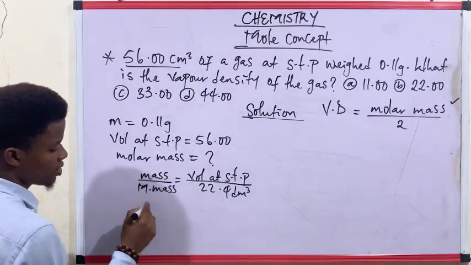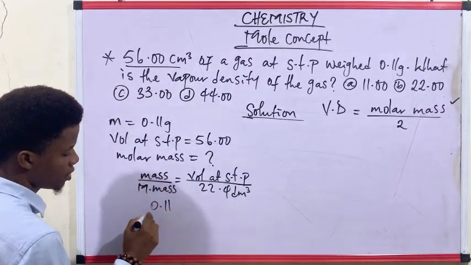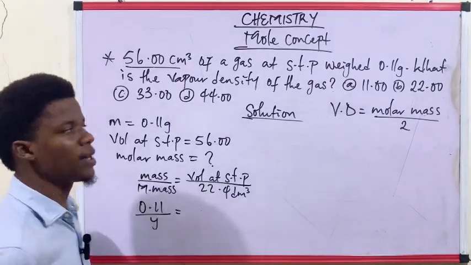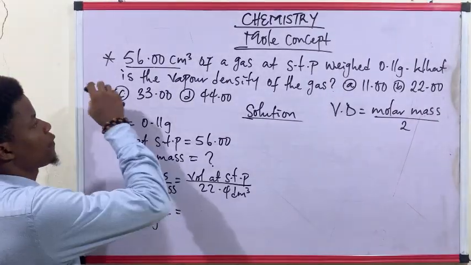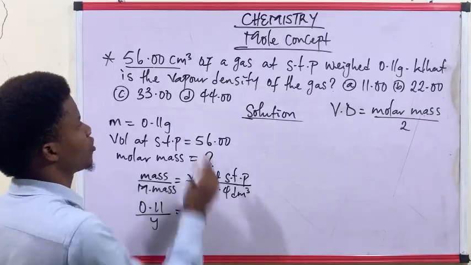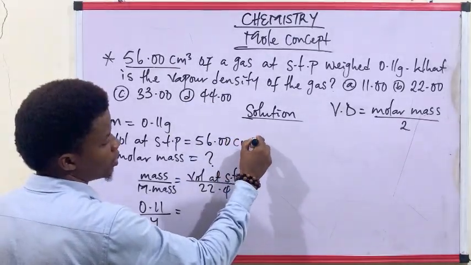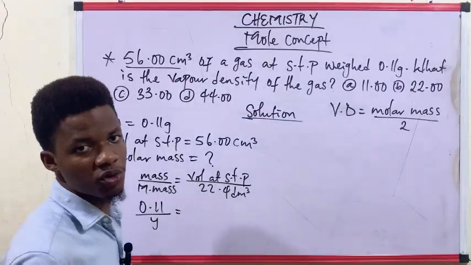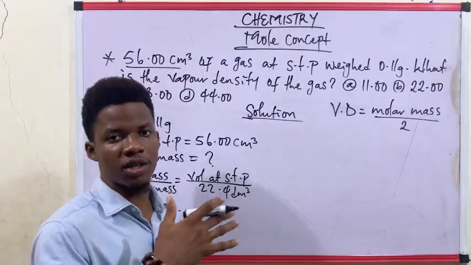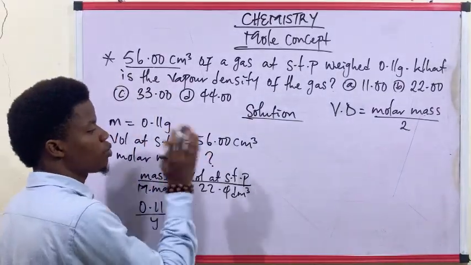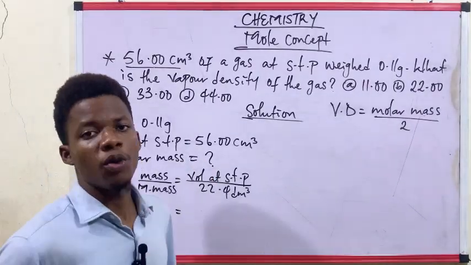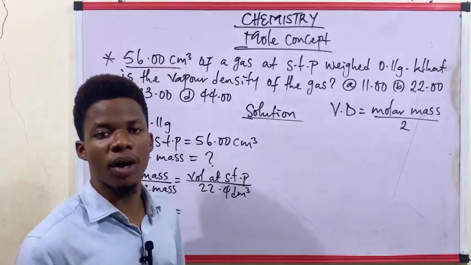So now our mass is 0.11 all over, we're looking for molar mass, so we can call it Y. Our volume at STP is 56.00. Don't forget centimeter cube. Now we need to convert centimeter cube to dm cube. Please take note. You must convert the centimeter cube to dm cube. How do we convert centimeter cube to dm cube? We are simply going to divide by 1000.